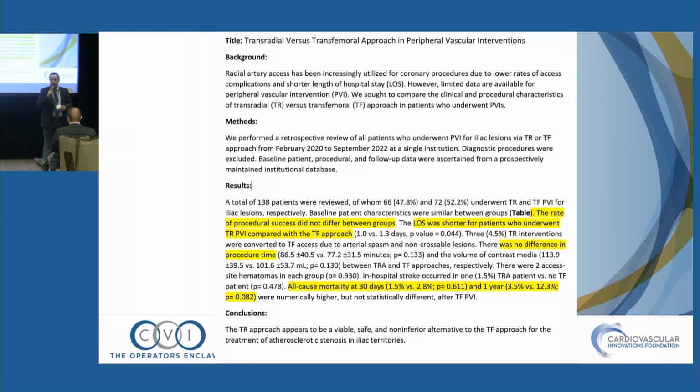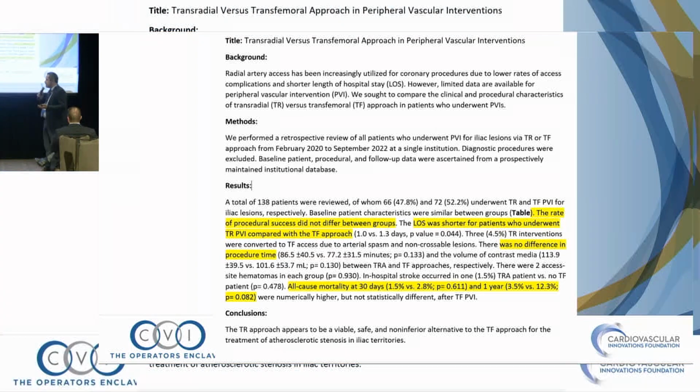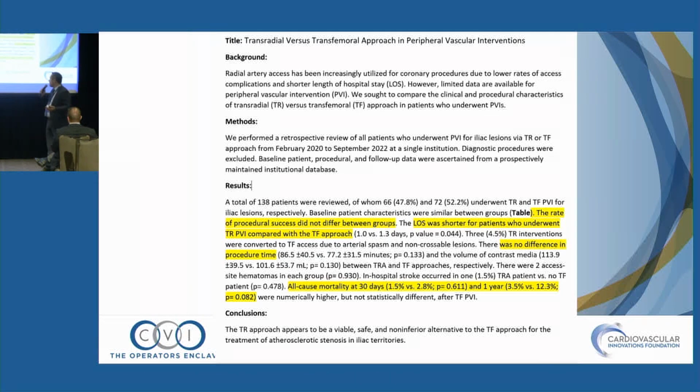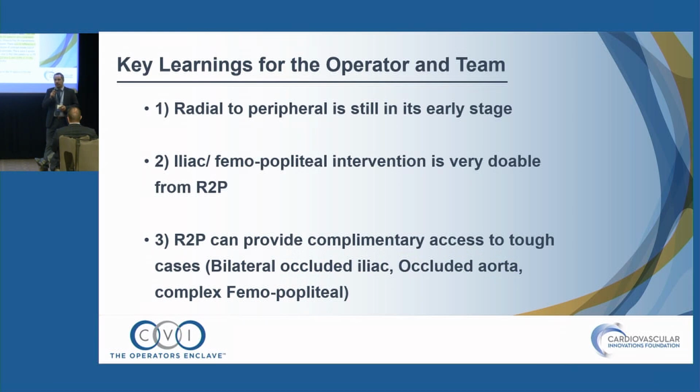We don't know if we're going to get accepted or not, but this is our 50 patients or so comparing radial access versus femoral access of iliac disease. That's only iliac disease. What we noticed is the rate of procedure success, there's no difference between them. The length of stay is much shorter with the radial access. The time of procedure is the same. And for all-cause mortality, there is a trend toward less mortality with radial access, but it was not statistically significant.